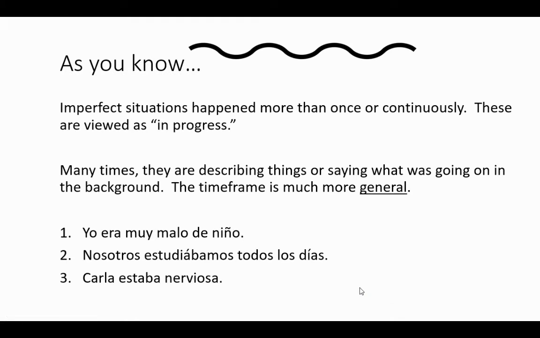Now the imperfect situations happen more than once or continuously. These are viewed as in progress. Many times they are describing things like the house was big, I was short as a kid, or saying what was going on in the background. And this is the key here. The time frame is much more general.